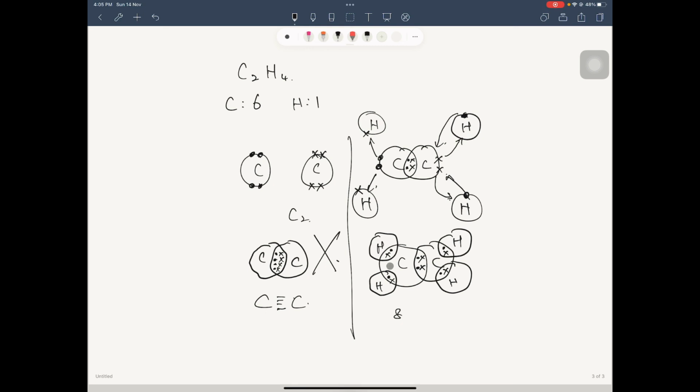So can you try the remaining 2 molecules, which are CH3OH and CO2? Right, thank you.